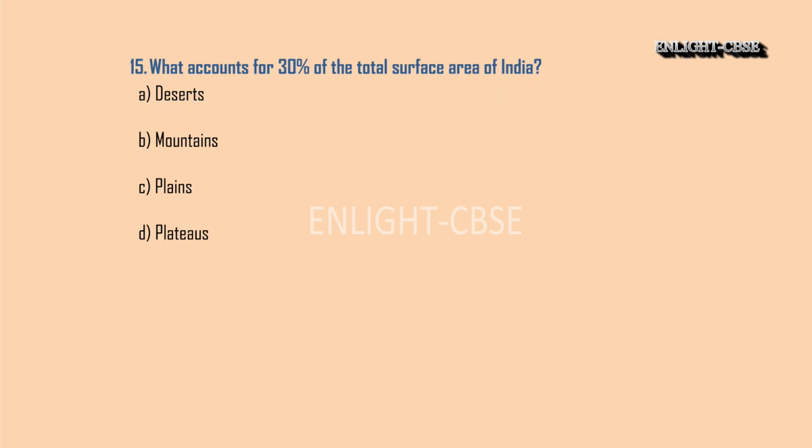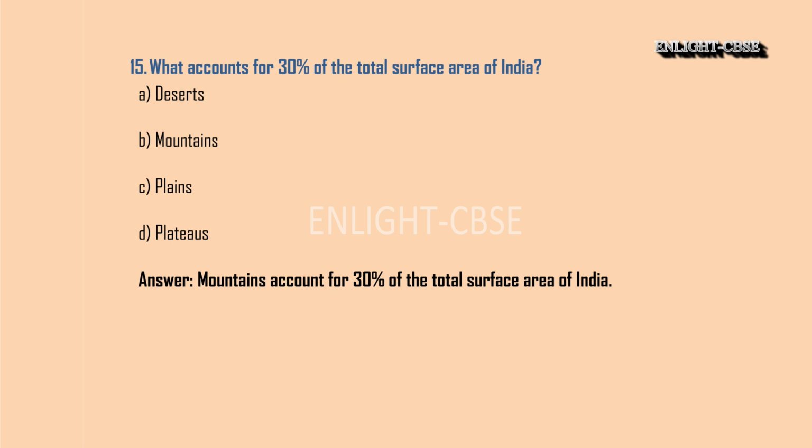Question 15. What accounts for 30% of the total surface area of India? A. Deserts. B. Mountains. C. Plains. D. Plateaus. Answer: mountains account for 30% of the total surface area of India.